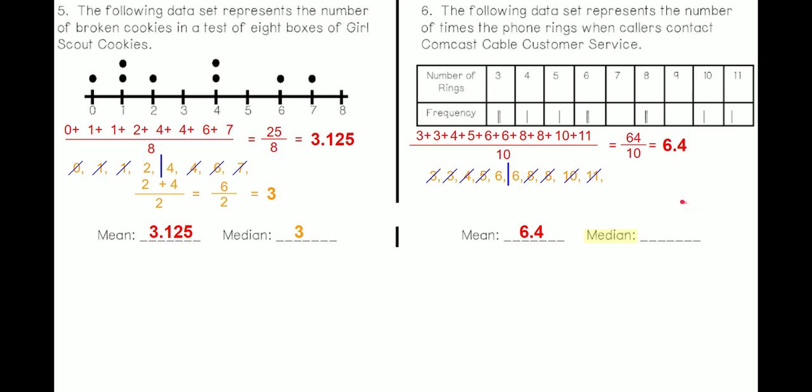Well, it's 6. But let's do it mathematically, just in case. Add 6 and 6. Divide by 2. 6 plus 6 is 12. Divide that by 2 is 6. Yes, 6 is the middle number. So that is how you find the mean and the median. Go ahead and try some problems on your own. Good luck.